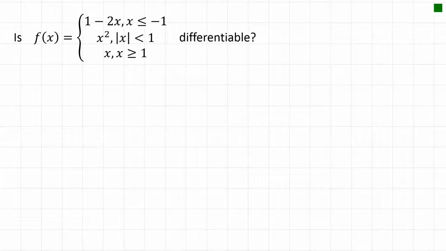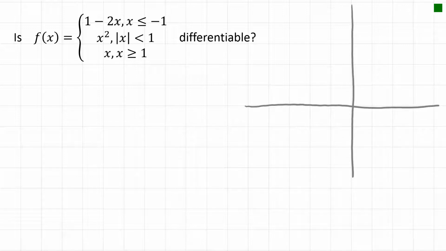So here we've got a piecewise function, and in order to find out if it's differentiable, I am going to make a quick sketch of this piecewise function. The first piece is the straight line 1 minus 2x, and I'm going to put the first piece in green. So it's got a y-intercept of 1 and a slope of -2. So that means it looks something like this.